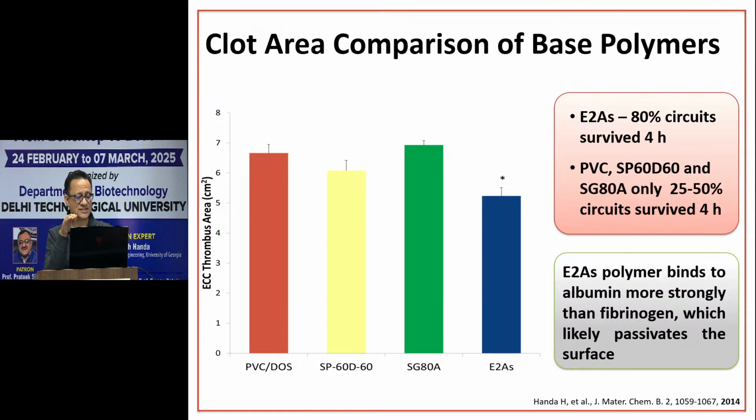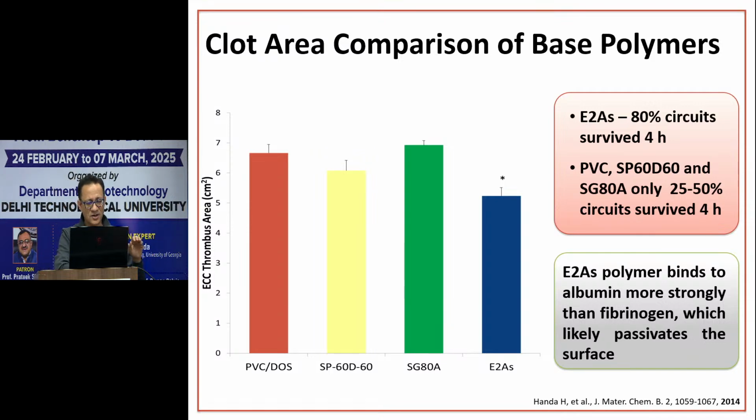80% of the circuits survived in E2AS, whereas only 25 to 50% of circuits survived 4 hours. I also told you yesterday, one of the things we do with this circuit is we measure the flow rate over a 4-hour period, right? So we measure flow rate, we count platelets every hour, we look at the clot formation in the end, and we also do aggregometry every hour to make sure that platelets are aggregating.